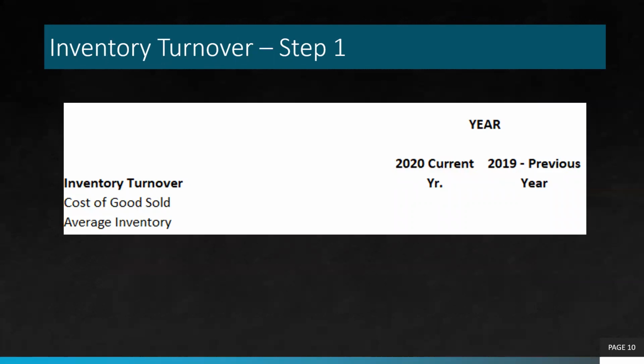Okay, so the first thing that you want to do in inventory turnover is set up your worksheet to have the current year and the previous year, because you want to determine whether the company is doing better or if it's doing worse. To do the calculation, you need the cost of goods sold, which comes from the income statement, and you need the average inventory.